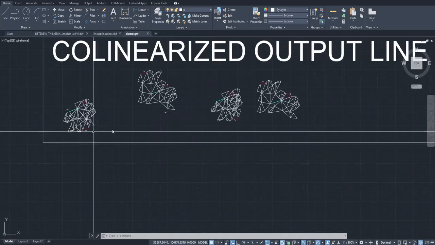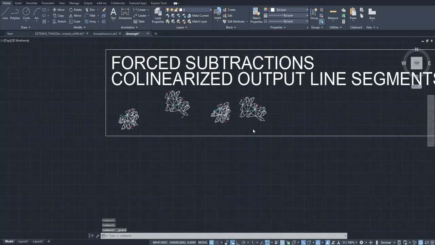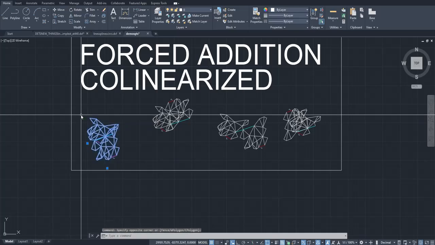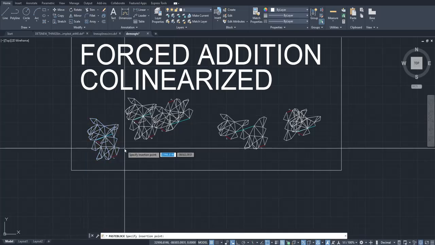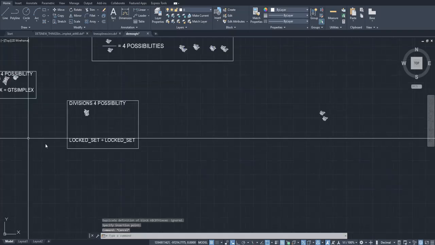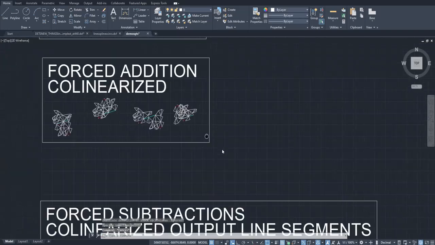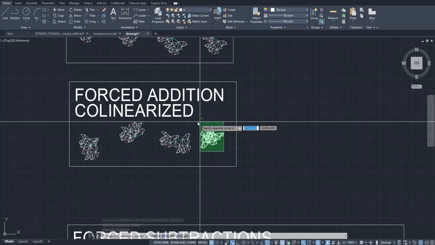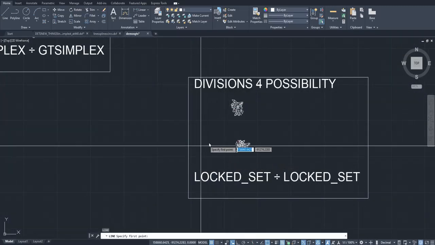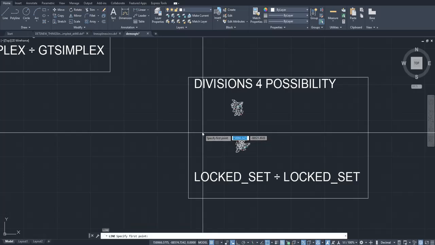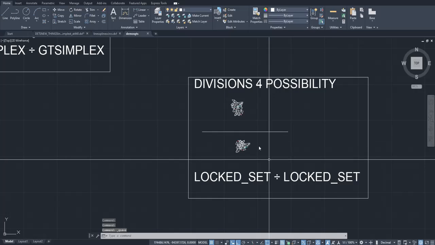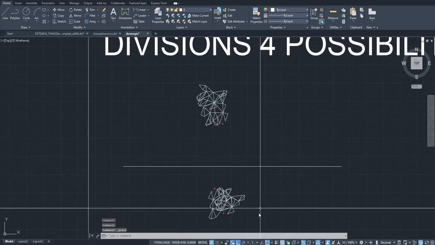Now this one is a locked set generated due to the plus or minus. The forced addition generates a locked set, and now it is a locked set after collinearizing, and now this locked set divided by another locked set, we can get another kind of division, which is a forced locked set divided by another locked set, and ultimately when we get the locked set, then obviously the plus and minus symbols are involved there, and forcing was done there, and the L moves.